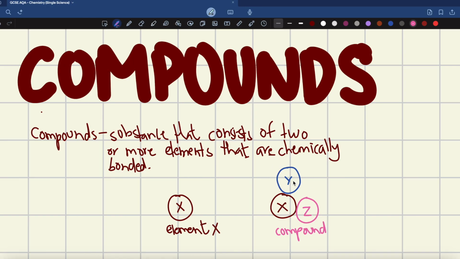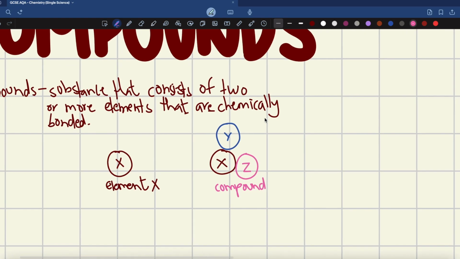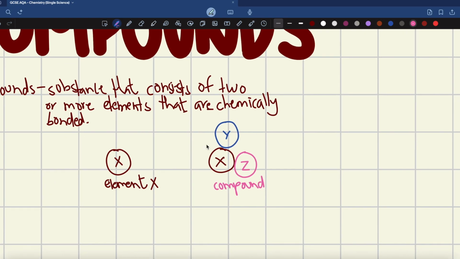Why? Because we've got three elements, element X, element Y, and element Z, that are chemically bonded together, right? Because they're sticking right next to each other. This shows a chemical bond. Now let's say if I was to draw them separately, not really connected to each other, this is what it is going to look like.